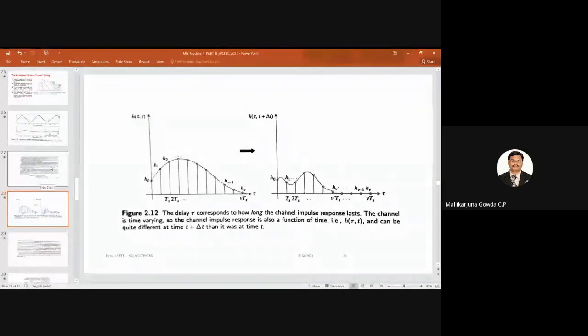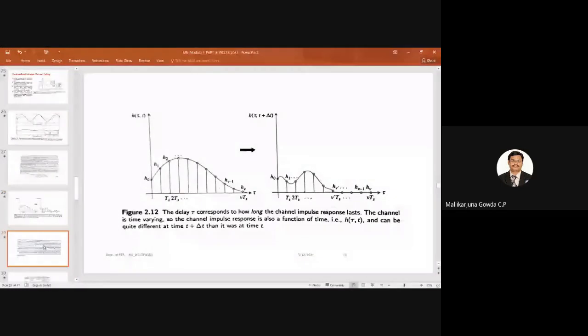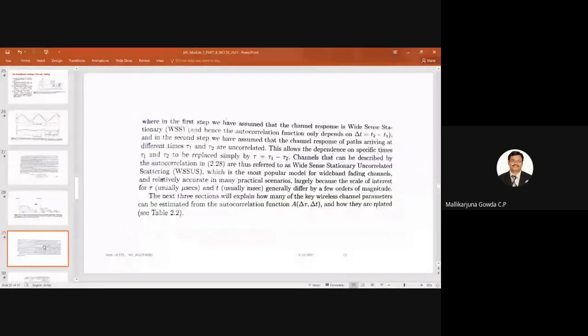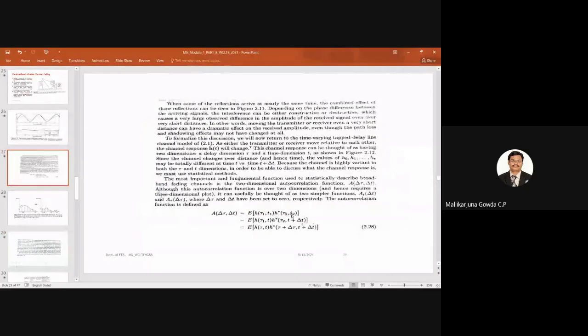I said we use the statistical method known as the autocorrelation. So visually, we consider the channel as what? Wide sense stationary. We assume the channel response is wide sense stationary, meaning the autocorrelation function only depends on delta t, that is t2 minus t1. That is what I wrote in the first step here: tau1 t1, tau2 t2. T2 minus t1 is delta t, a change in time.